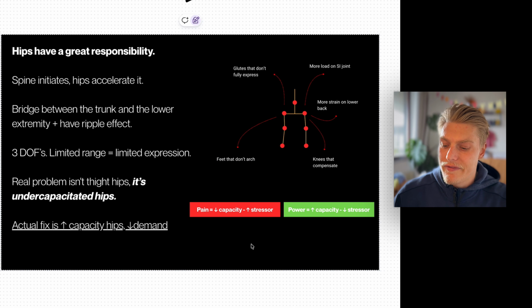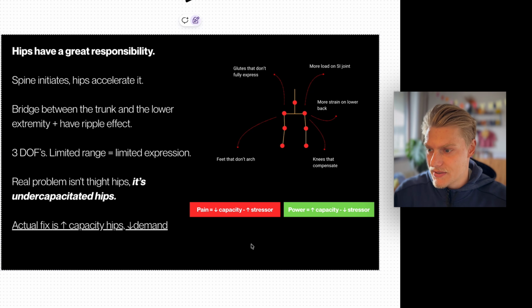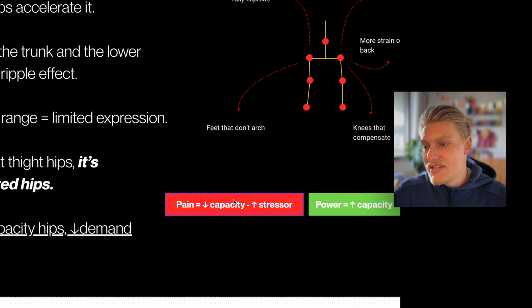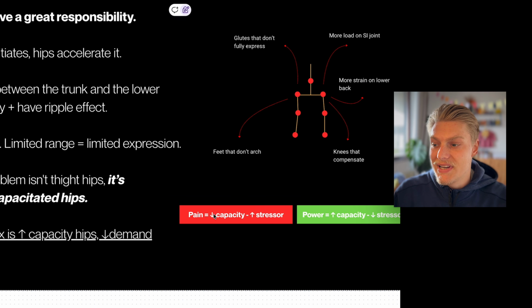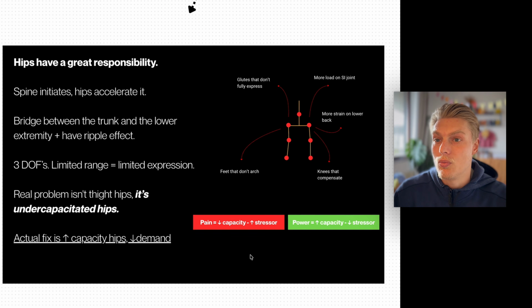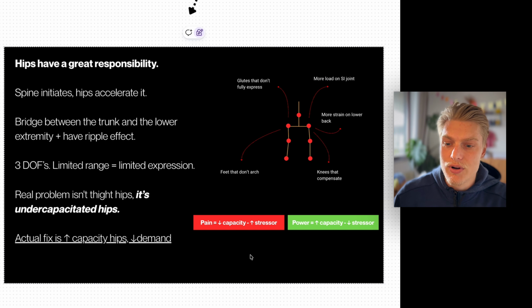It's that if you have restrictions around your hips, it decreases your capacity to deal with stressors and demands that are coming in, which keeps you in a state of pain or restrictions, or don't want to move. That is the real problem.